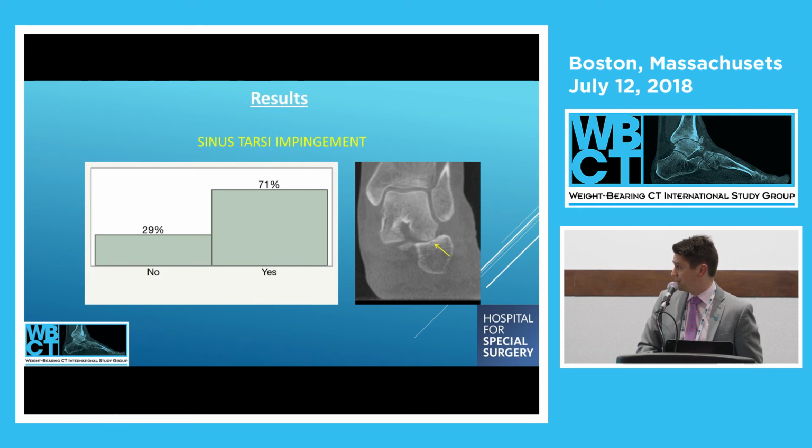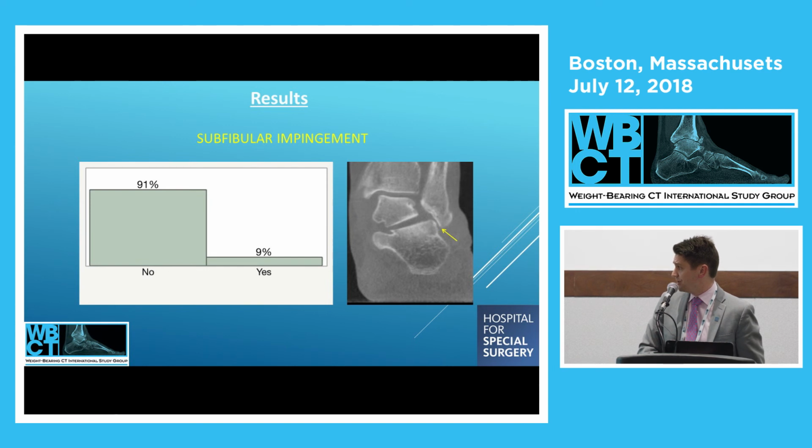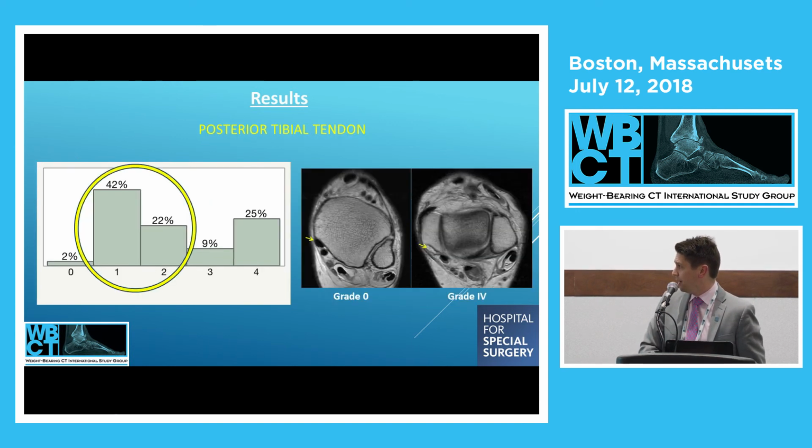71% of the patients had sinus tarsi impingement, and just 9% had subfibular impingement. And this is very interesting. Also, just demographics of the injuries, but most of the patients had degeneration, when you use the degeneration score, 1 or 2 for the posterior tibial tendon, so not bad tendons.